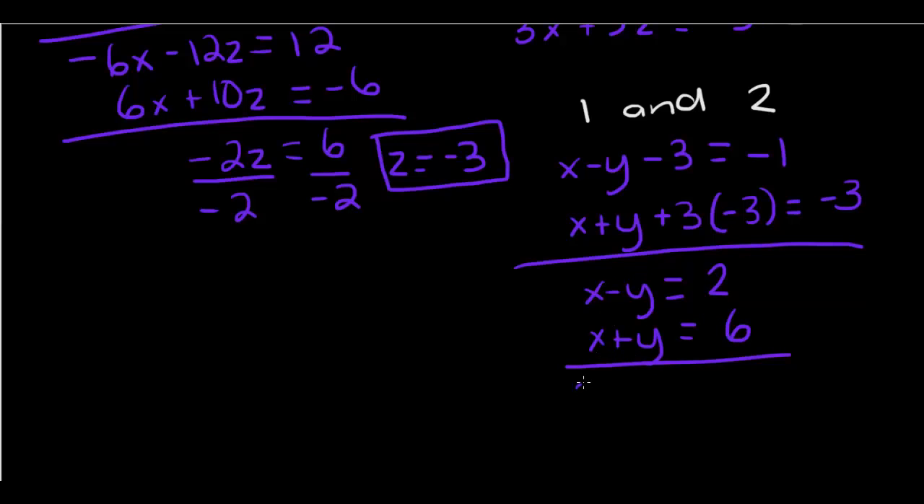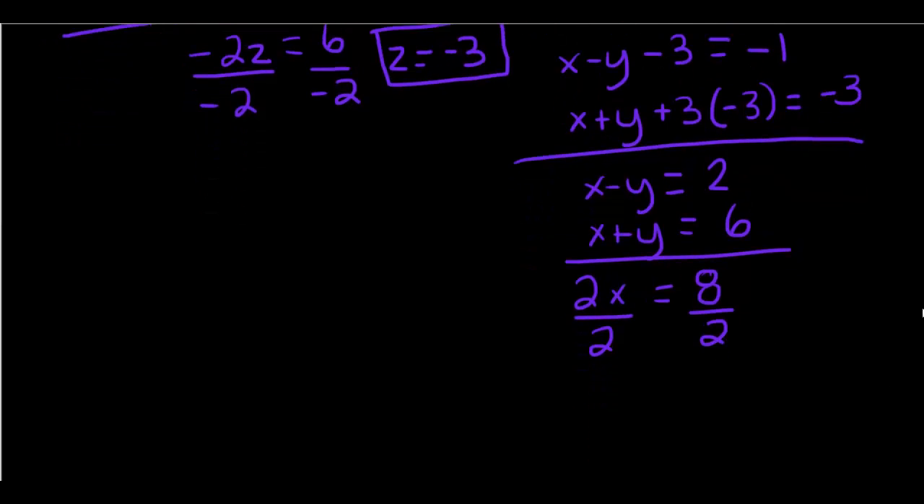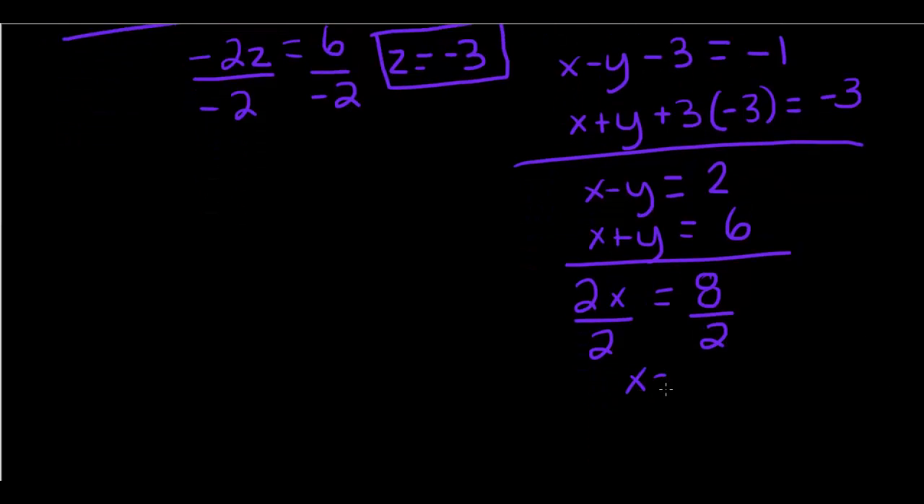X plus x is 2x. -y plus y cancels out. 2 plus 6 is 8. We divide both sides by 2. So x equals 4. So we have our second variable.